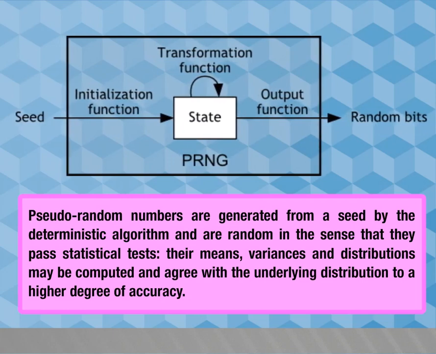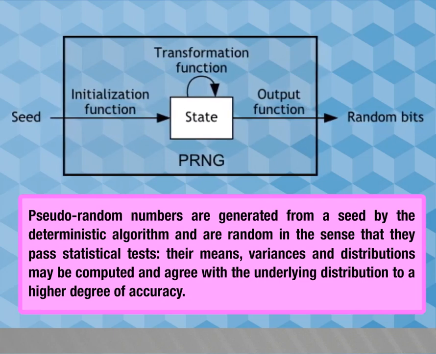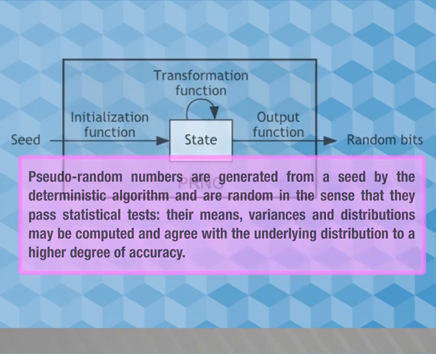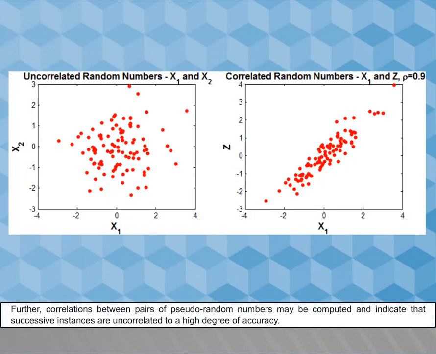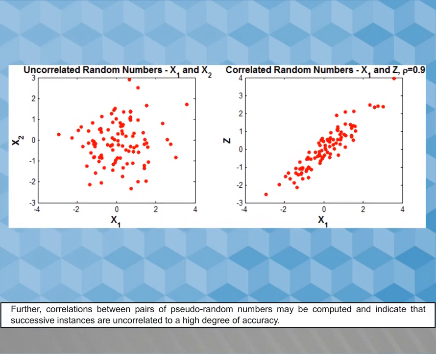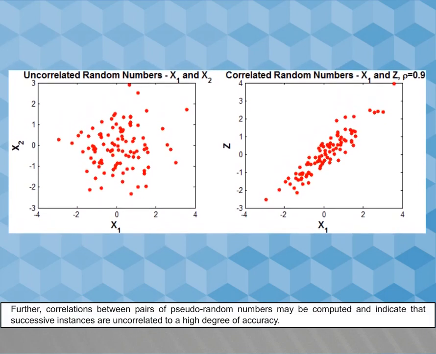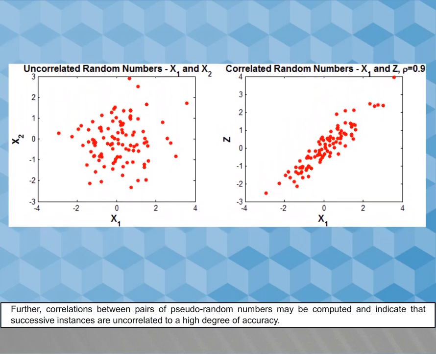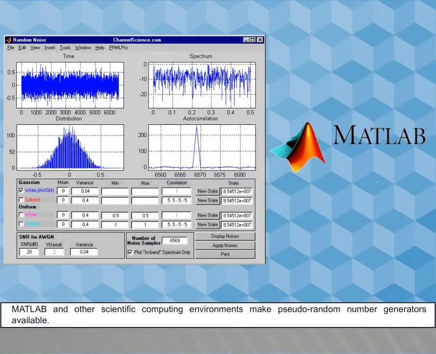statistical tests. Their means, variances, and distributions may be computed and agree with the underlying distribution to a high degree of accuracy. Further, correlations between pairs of pseudo-random numbers may be computed and indicate that successive instances are uncorrelated to a high degree of accuracy. MATLAB and other scientific computing environments make pseudo-random number generators available.